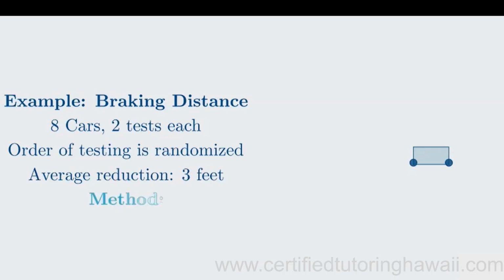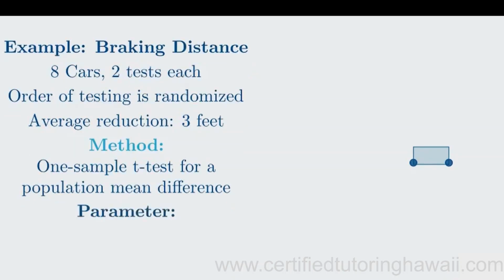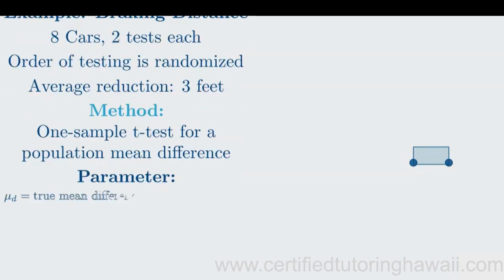First, identify the method. Since each car is measured twice, the samples are dependent. This is a matched pairs design. Because we do not know the population standard deviation of braking distances, we use a one-sample t-test for a population mean difference. Next, define the parameter. Let's decide on the subtraction order. Standard minus new. Mu sub d is the true mean difference in braking distance for all cars of these models.